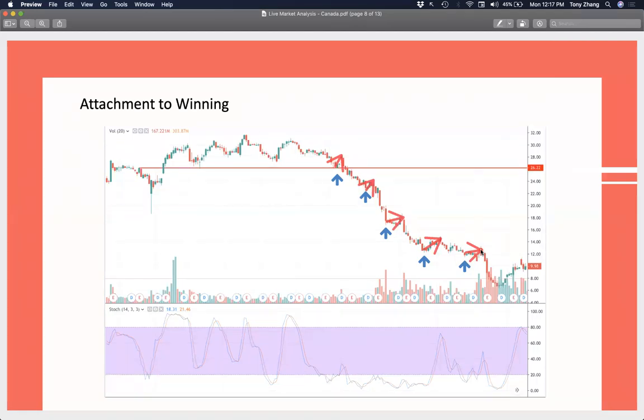Now, this is the difference between a finite player and an infinite player. A finite player is too focused on winning that they end up going down this rabbit hole and losing substantially more than they originally anticipated.